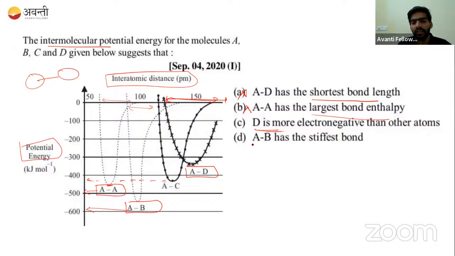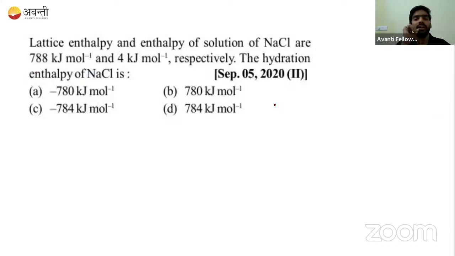And the other thing is AB has the stiffest bond. Stiffest bond means a strong bond. If the bond is strong, then the bond energy is going to be very high. If bond energy is very high, the potential energy is going to be very high. So here only AB has this much highest energy. So our correct option is option D. Okay. Now moving on to the next.